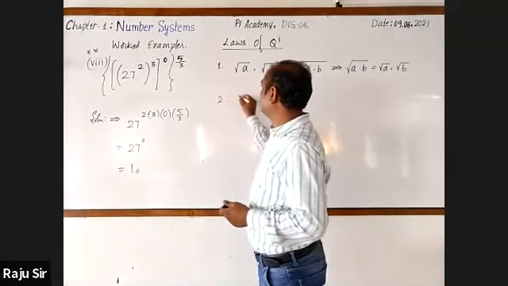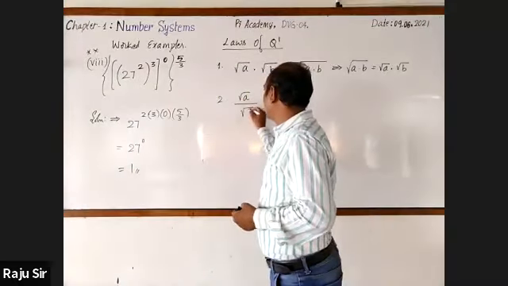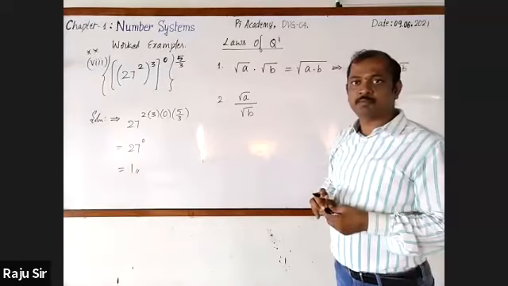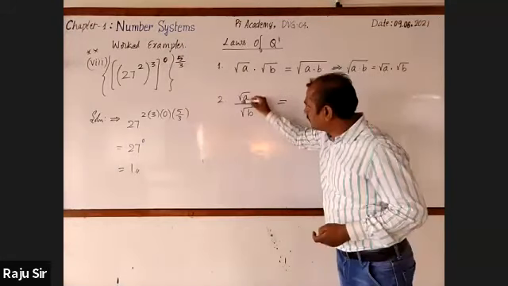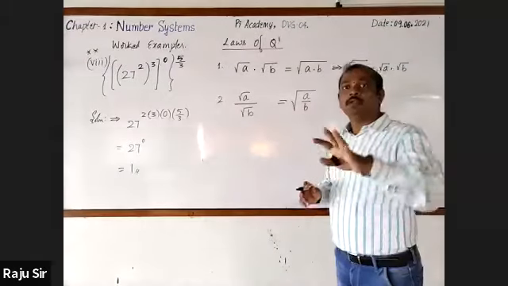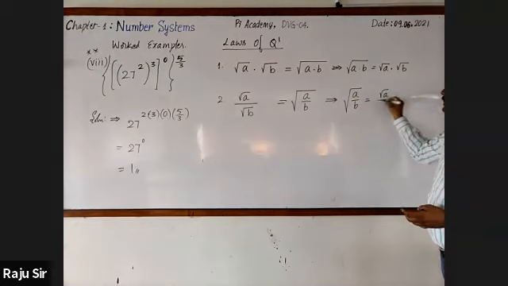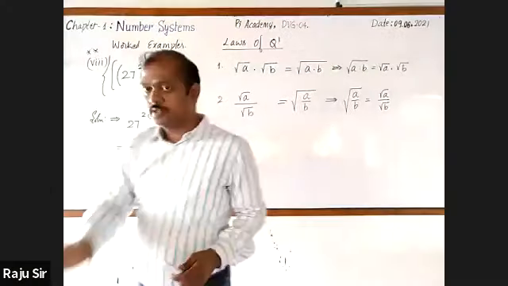Similarly, second one, suppose square root of a by square root of b is there. See that the order is the same. First, just look at the board. As the order is the same, we can write square root of a by b. It can also be written in commutative form: square root of a by b is equal to square root of a by square root of b. Got it? I'll give you two more. Please copy these two.